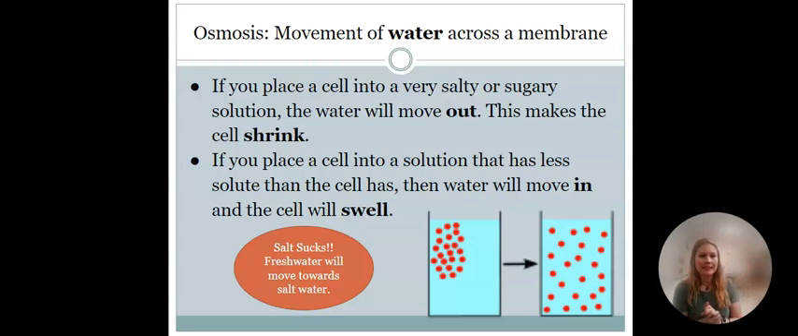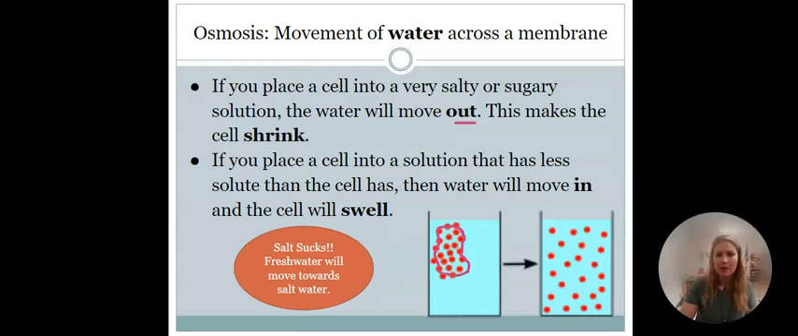So again, osmosis is the movement of water across a membrane. If you place a cell into a very salty or sugary solution, the water will move out because, right, salt sucks. It's going to suck all the water out, because you're always trying to create equilibrium. You want a balance.